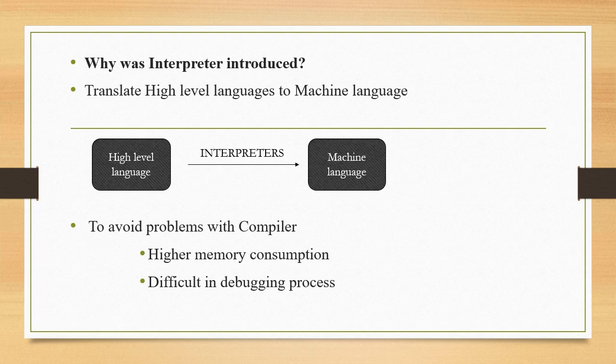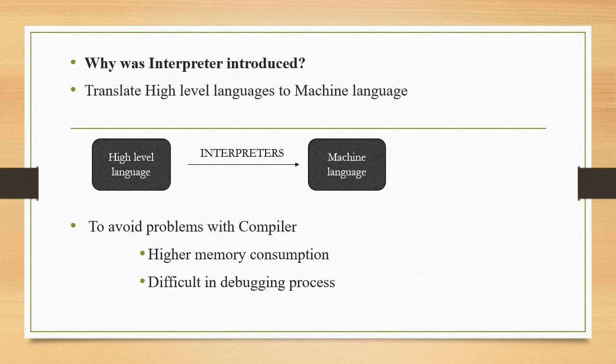Interpreter was introduced to convert high-level language into a machine language and to avoid problems with usage of compiler, such as high memory consumption and difficulty in debugging process. If we take the high memory consumption, compiler generates intermediate code which is known as an object code which requires memory for object code, and here the storage was a limited factor at early computers, so interpreter was introduced and it does not generate object code. This is a solution for high memory consumption and difficult debugging process.